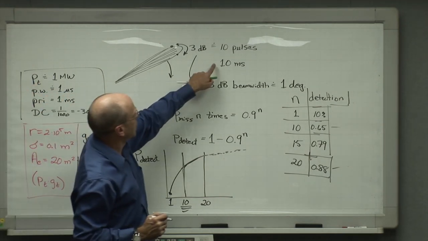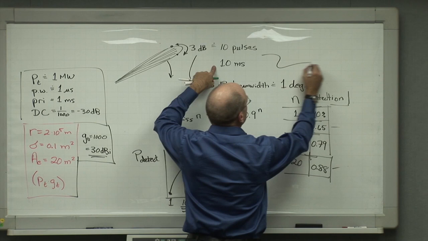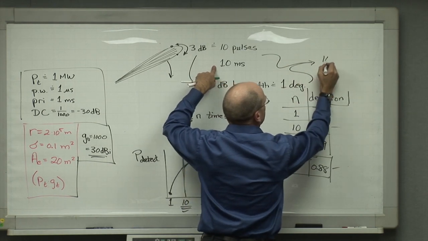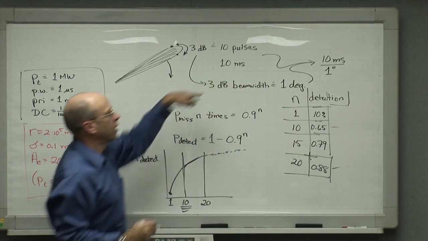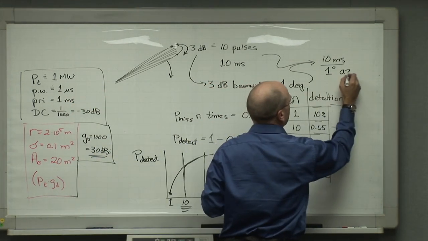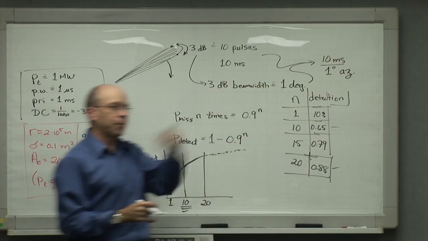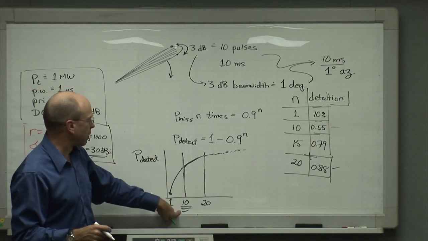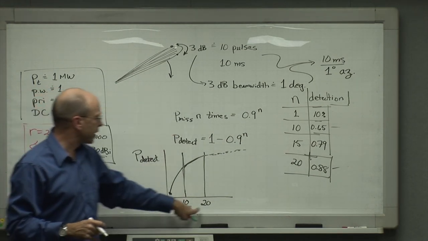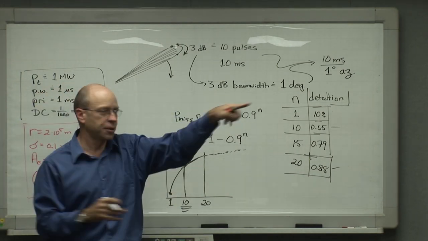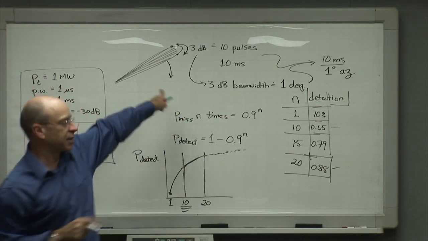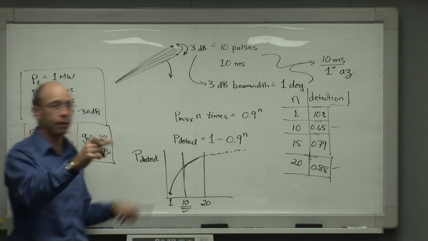So putting these two numbers together, it takes 10 milliseconds to scan 1 degree of azimuth for this radar. We can speed up the scan rate, but then that reduces the number of pulses. We can slow down the scan rate and get more pulses, but then it takes longer to do a complete orbit around and search this volume, and while we're looking over here, maybe somebody's sneaking up on us over here, so we don't want to take too long.